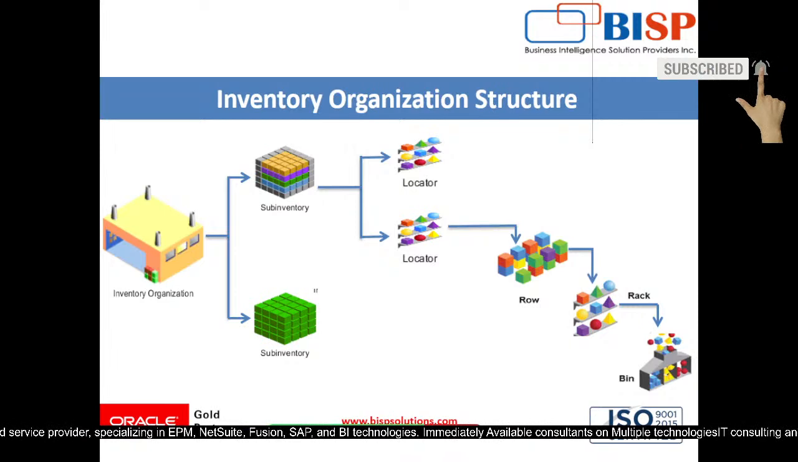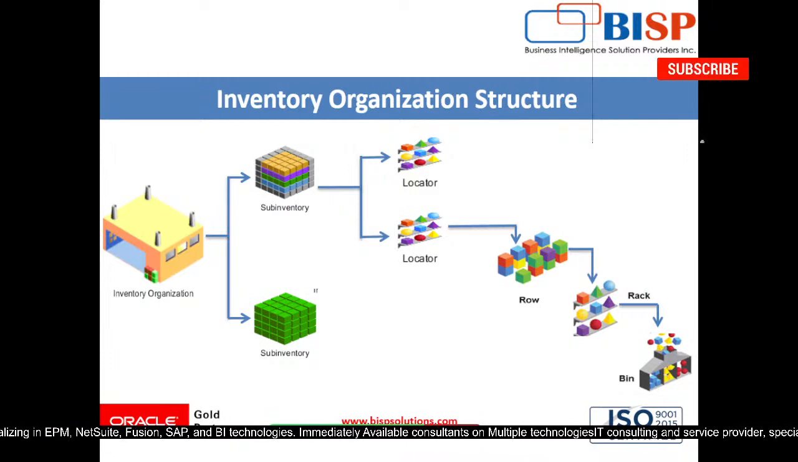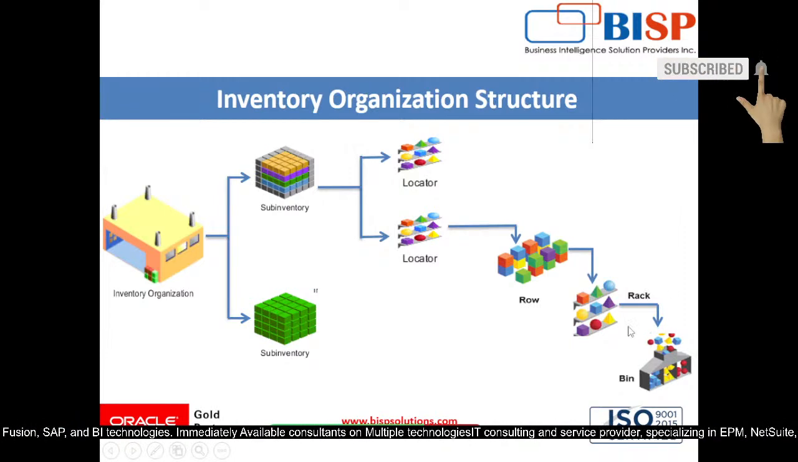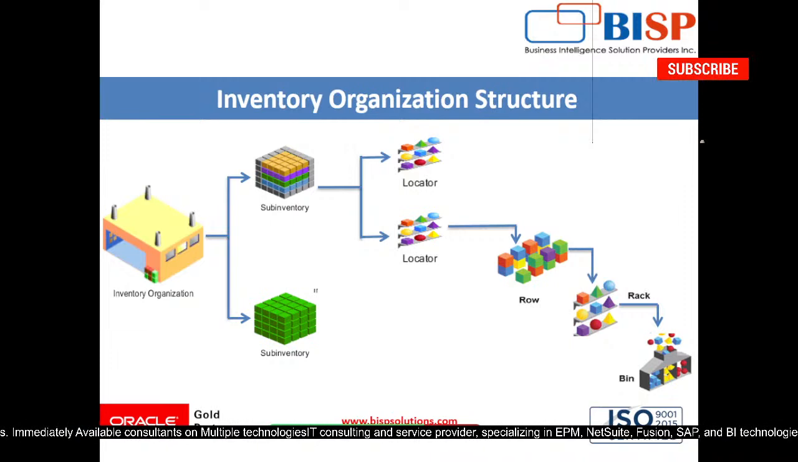Under the locator, we define the row so that we identify which row the item is placed in. Under the row, we define the racks. You can see we have the racks. And under the racks, we define the bin to identify where the items are exactly located in the inventory, right?